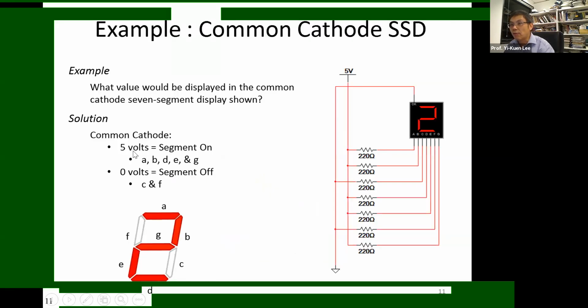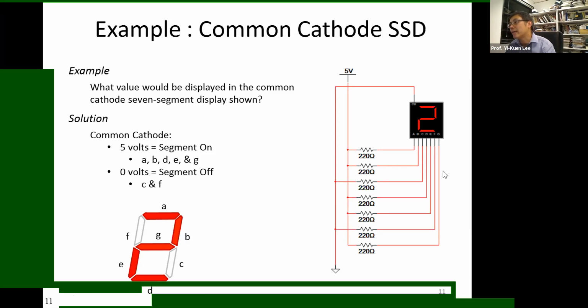See? So 5 volt on A, B, D, E, G, and grounded E, F in this case, we can show that our output is 2. Okay, so this is the way I think you can try to think about how we can use this kind of 7-segment display to show some information from our sensor. It's not very difficult, but it takes some time.